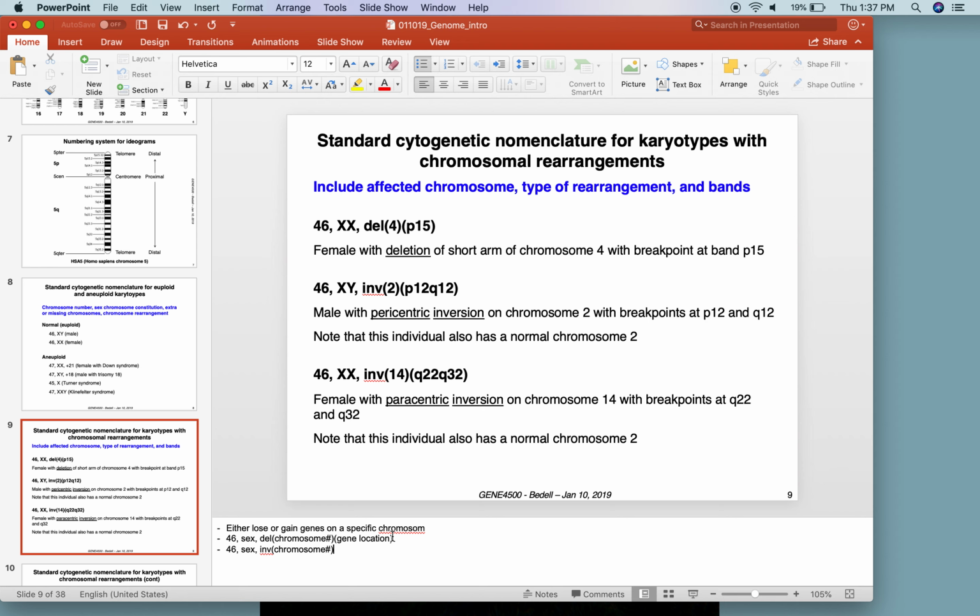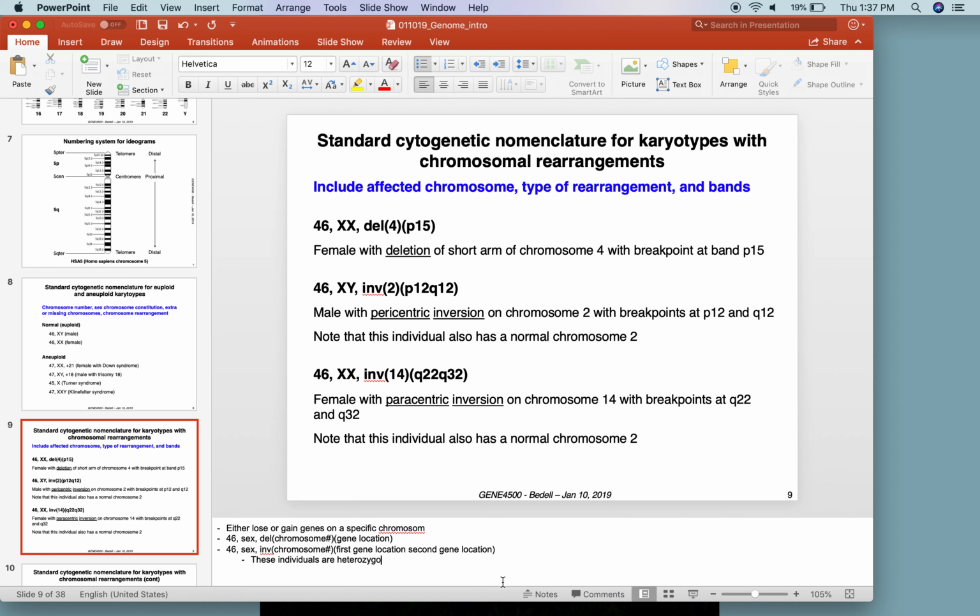Now the other thing to know, since you're being told that each of these individuals has the normal, euploid number of chromosomes, you know that in addition to this inversion chromosome, there's also a normal chromosome 2 and a normal chromosome 14. So this individual is actually heterozygous for an inversion, each of these.